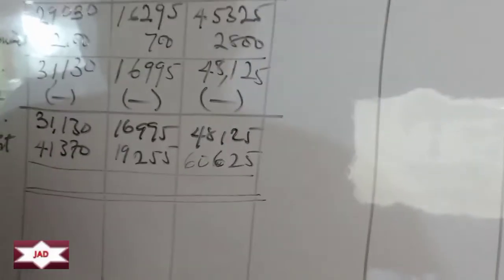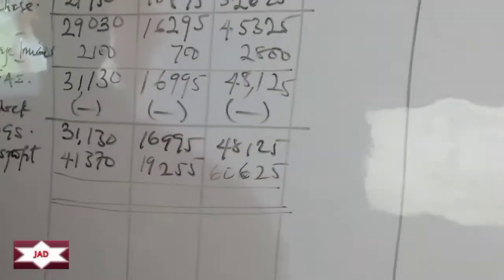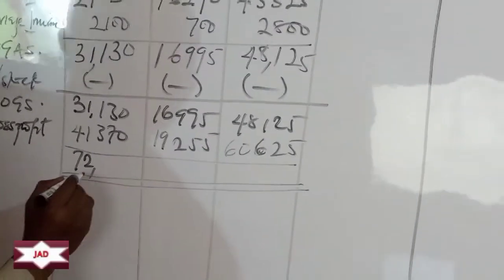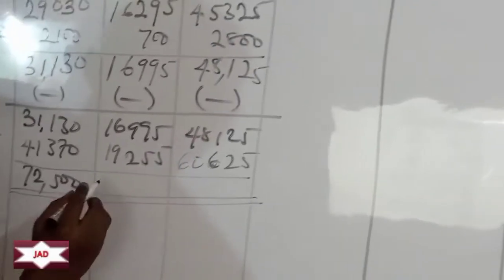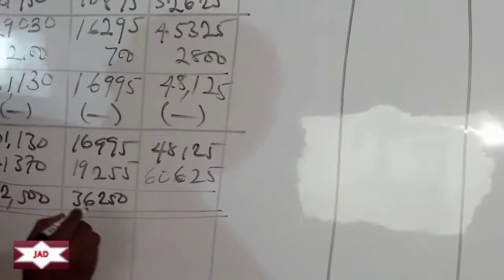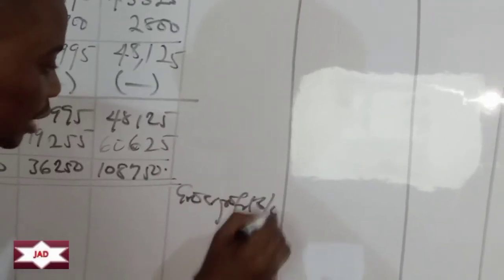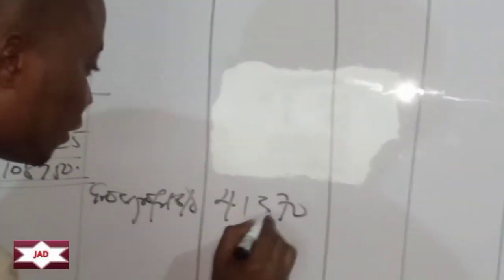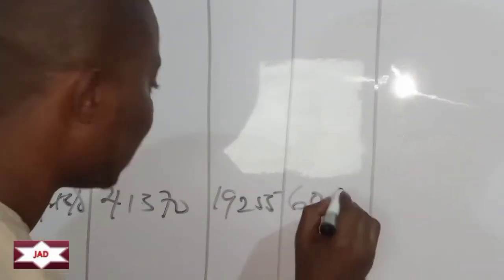So here will be 72,500. Here will be 36,250. Here will be 108,750. So gross profit is carried down here. We'll say gross profit brought down here. So we'll bring 41,370 here. We'll bring the 19,255 here. So here will be 60,625. So let's bring our expenses.